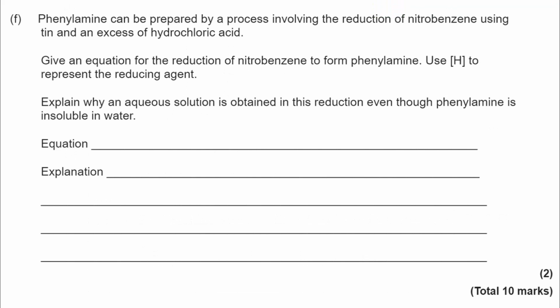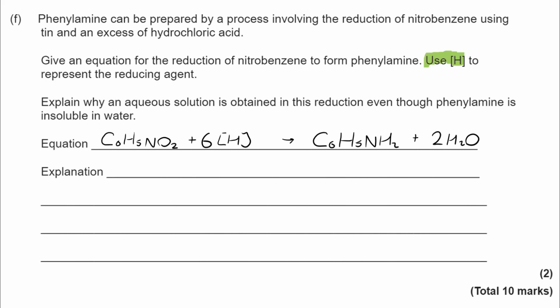Moving on to part F, and we have here phenylamine prepared by a process involving the reduction of nitrobenzene using tin and an excess of HCl. It tells you very clearly to use H in square brackets to represent the reducing agent. So I know that I'm starting with C6H5NO2, I know I'm adding H's, and I know I'm making C6H5NH2. Now I've somehow lost 2 oxygens from the left, and they are going to be used to make water. What I've then got to do to finish it is to balance the hydrogens, and I do that by adding a 6 here.